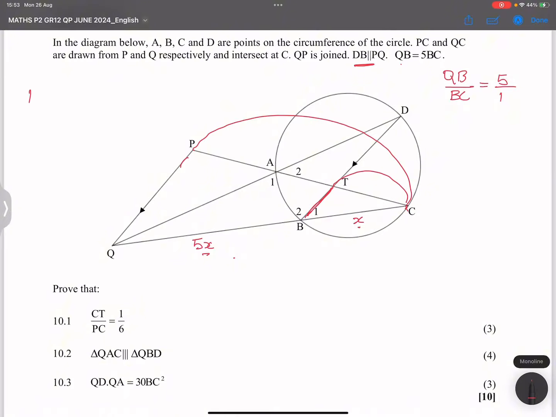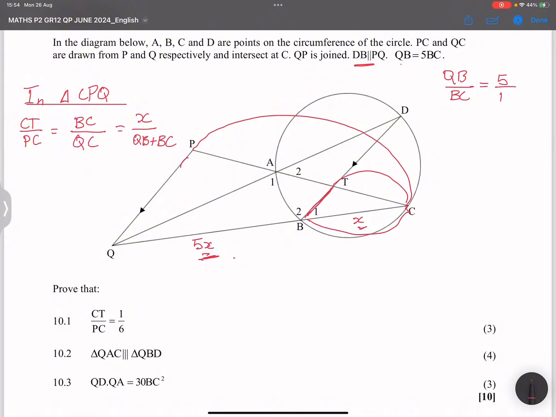Okay, let me just, so that I have space. In triangle CPQ, I know that CT over PC is equal to BC over QC, right? But we said BC is X and QC is actually QB plus BC. So this is QB plus BC. And that means in this case, this would be X divided by X plus 5X, right?